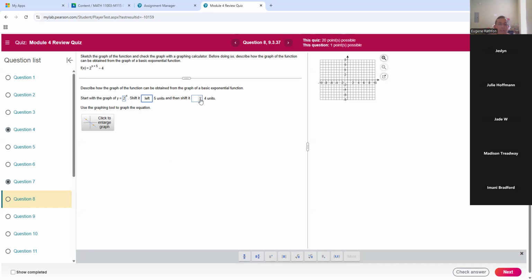And then at the end, it says shift it blank 4 units. Up, right, left, or down. So they're subtracting 4 from the end of it. So that's going to go down, y'all say. There you go. So at the end, if they add, it's up. If they subtract, it's down, okay?